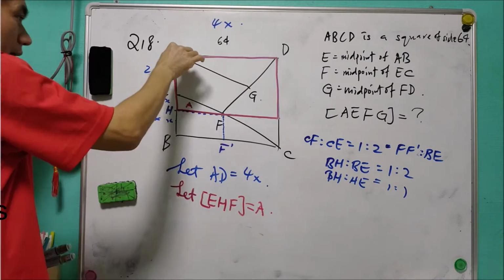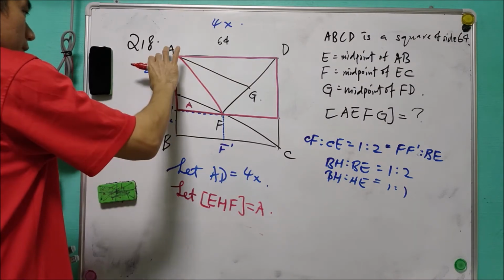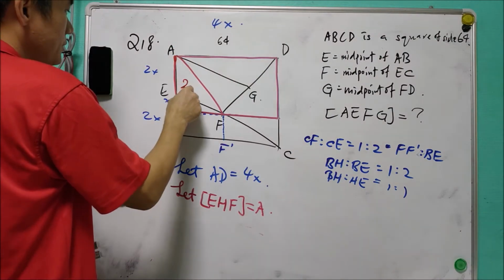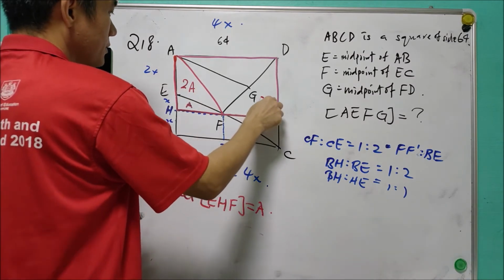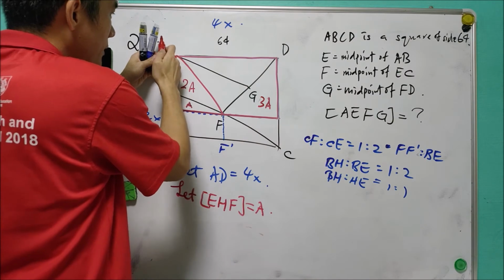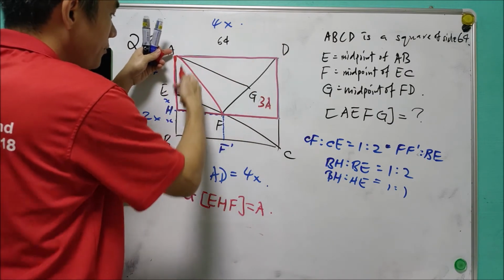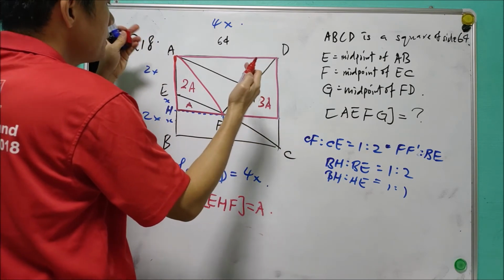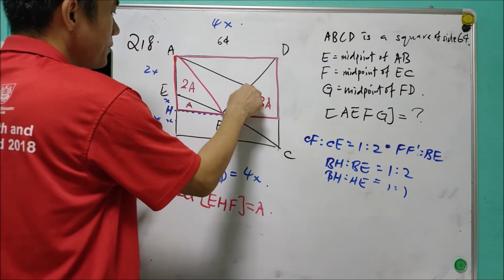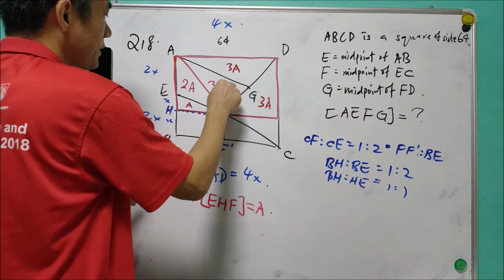And I join AF. Since EH to EA is 1 to 2, this is 2A. Since this is a midpoint, this is 3A, and this is also 3A. We know that the area of triangle AED will be half of the area of this rectangle, and it will be equal to 6A. Since this is the midpoint, it will be 3A and 3A.